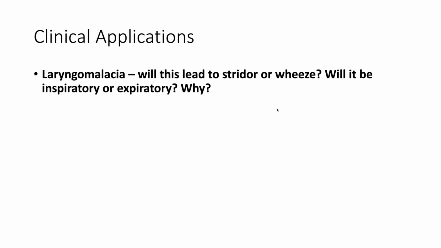Thanks. All right, let's go to Shama. Laryngomalacia will typically lead to stridor or wheeze, and will it be inspiratory or expiratory? And why? This would be a stridor. Yep, you're right. And since it's intrathoracic, stridor, because it's by the trachea, it's not in the alveoli. How do I say it?